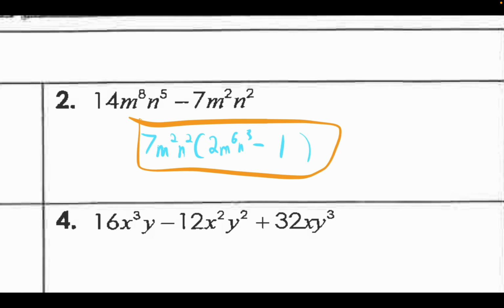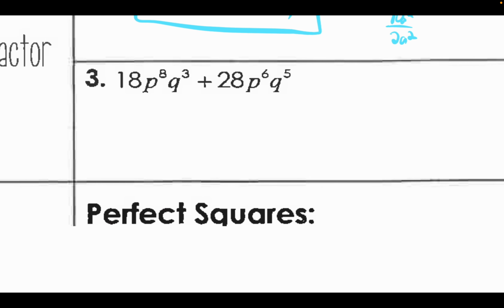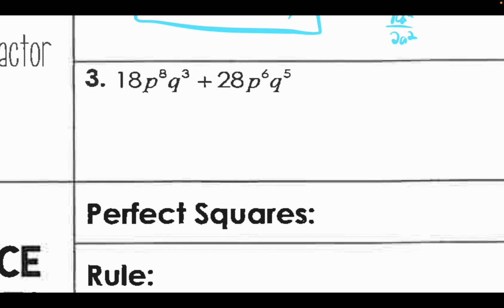Moving on to number 3. This time our GCF between these two terms is going to be 2p to the 6th q to the 3rd. Once again, for 18 and 28, they have a 2 in common and no bigger numbers. And for p and q, we found the lower of the two exponents. So now 18p to the 8th q to the 3rd becomes 9p squared plus, and 28p to the 6th q to the 5th becomes 14q squared.